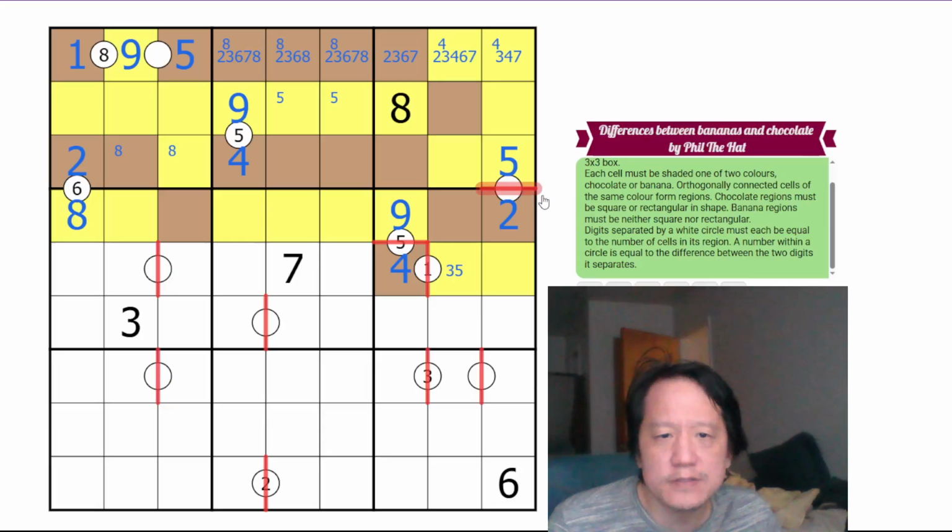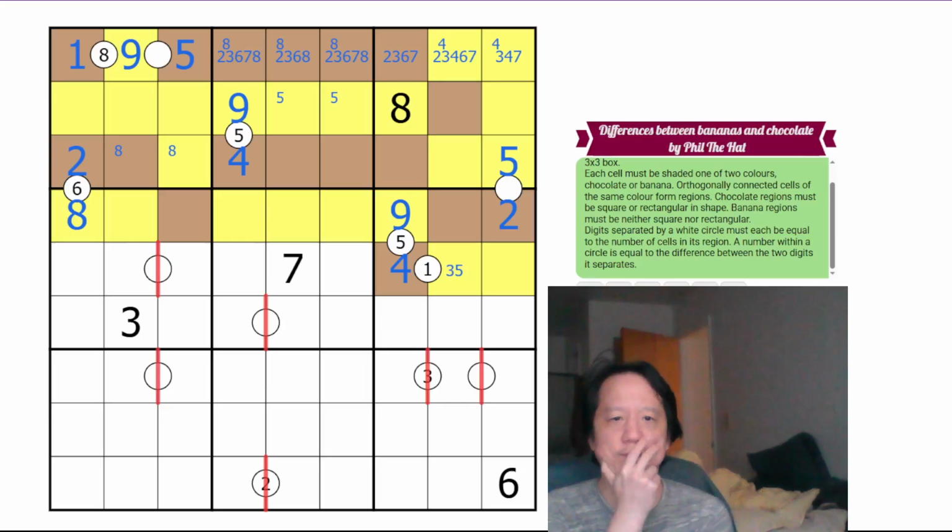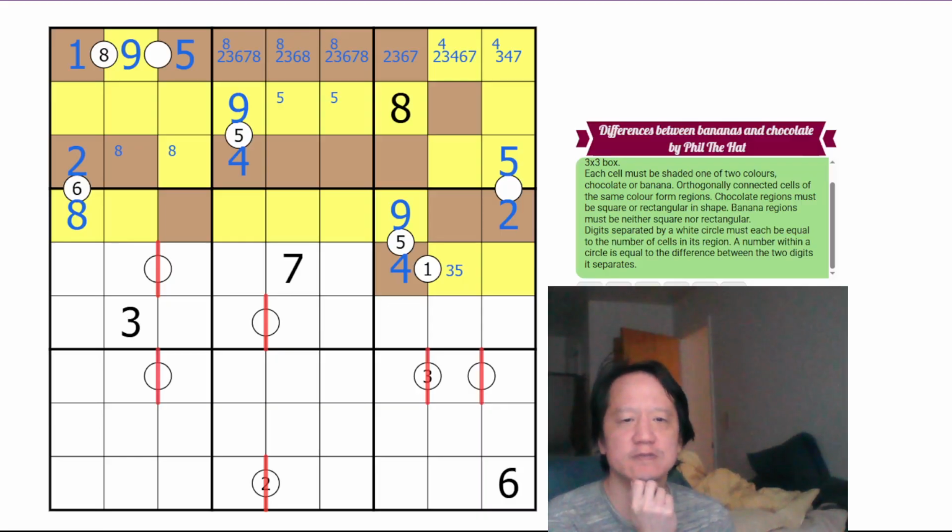We don't need this anymore. We don't need this. Differences between bananas and chocolates. We have size 2, that's size 4, that's size 9, that's size 3 or 5.